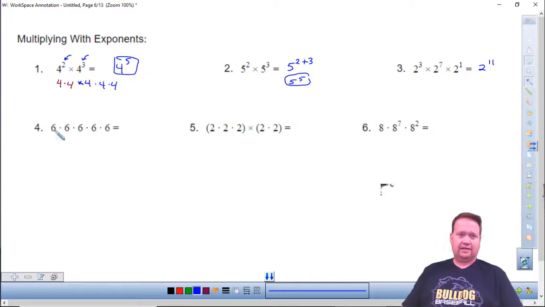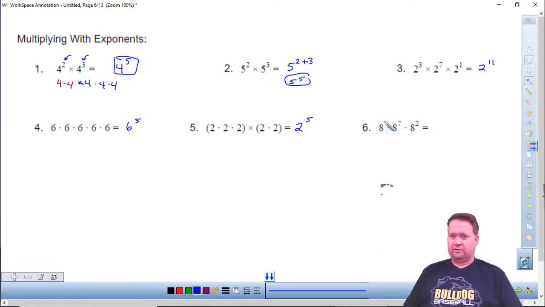We're okay with that. This right here, I can see it's in expanded form. Count the 6s. We have 5 6s. That means 6 to the 5th power. We don't need to multiply that. Here you can see I have 3 2s, and here's 2 more 2s for a grand total of 5 2s. So the base is a 2 and the power is a 5.